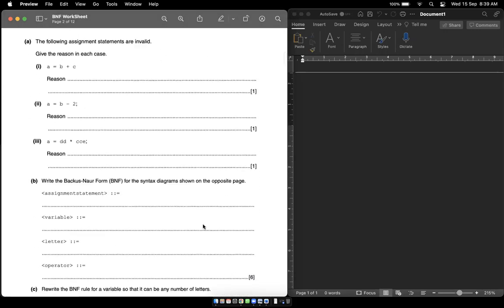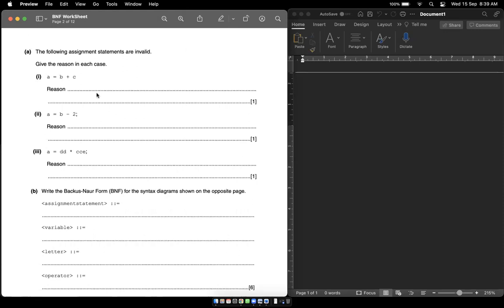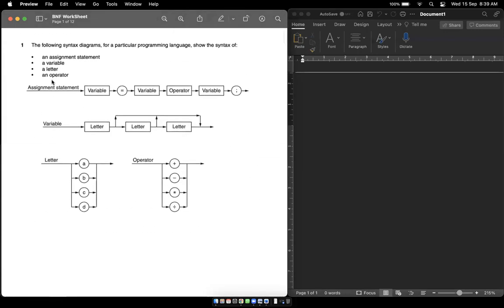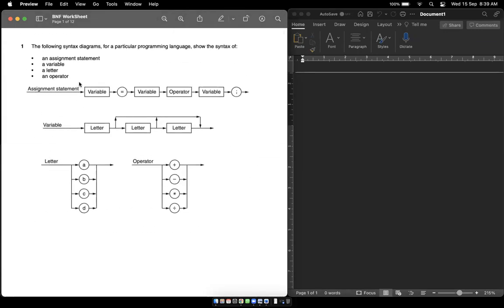Now let's look at the first part of the question. It is asking us, the following assignment statements are invalid. Okay, so they are invalid, but we have to give the reason why. Give the reason in each case. So in the first statement, we say that A is equal to B plus C. Now, this is an assignment statement. So as per the rule of the assignment statement, it should have a variable followed by an equal sign, a variable, an operator, a variable and a semicolon.